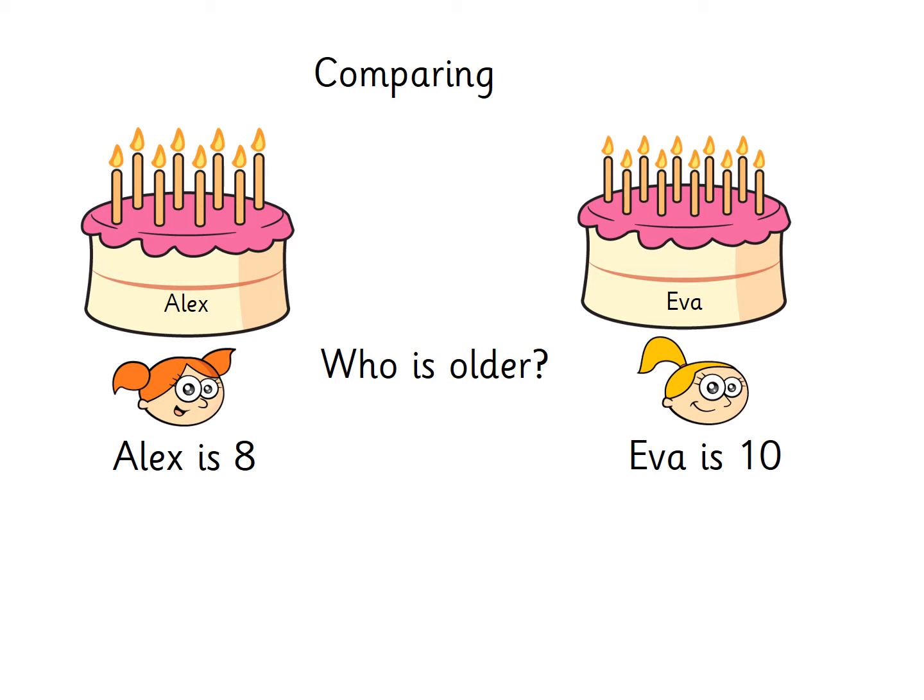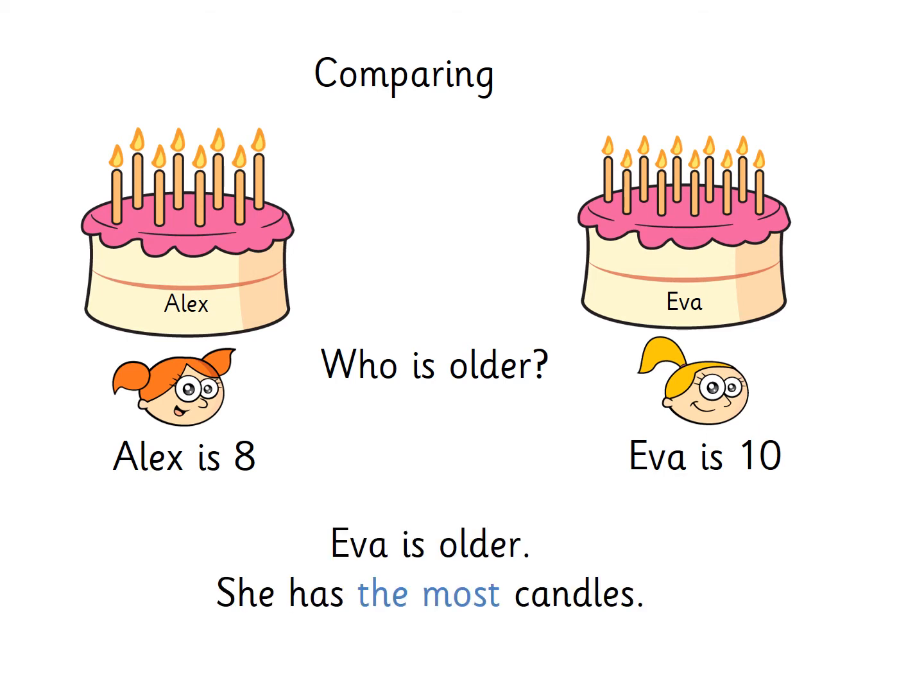Have a look on your number line to help you see where those numbers are, okay? And then it says who is older? So who has got the most candles? Who is the oldest? Who's been here for longer? And the answer should have been Eva. Eva has the most candles, which means she is older. She's been here 2 more years, so she's been here longer than Alex has. She's lived on this earth for more years. Eva is older, she has the most candles.